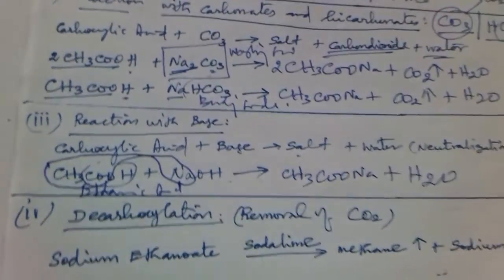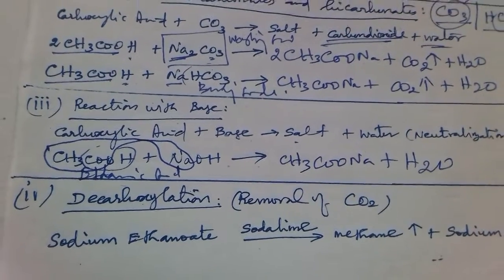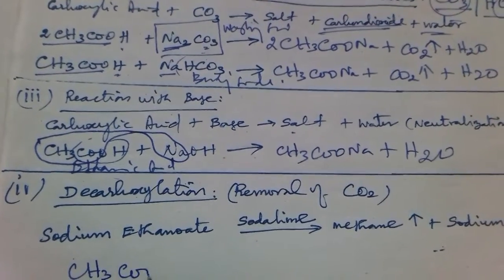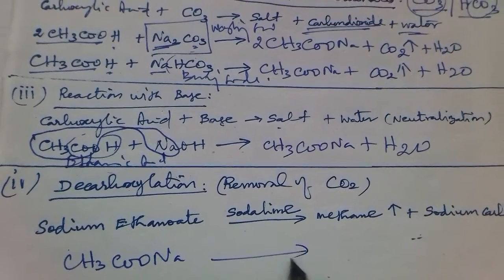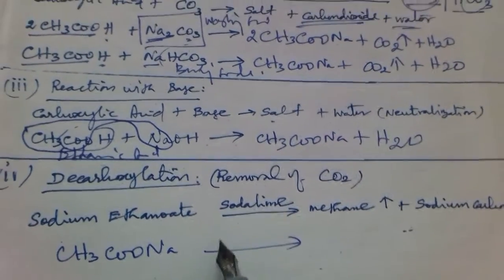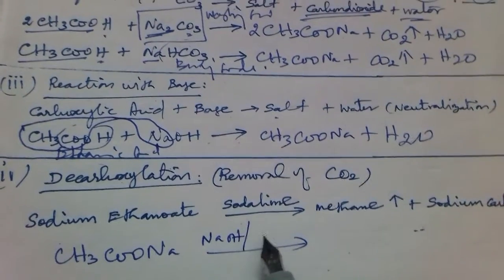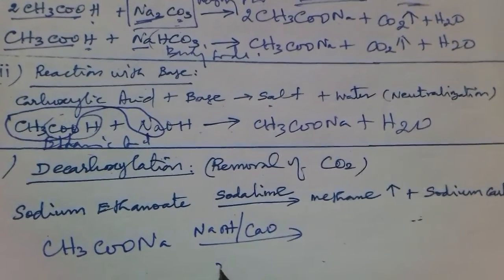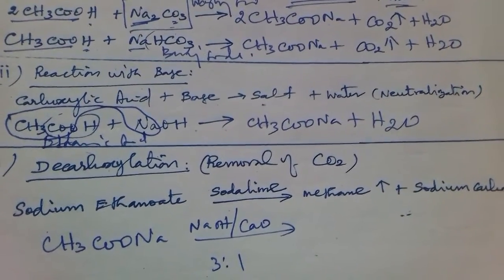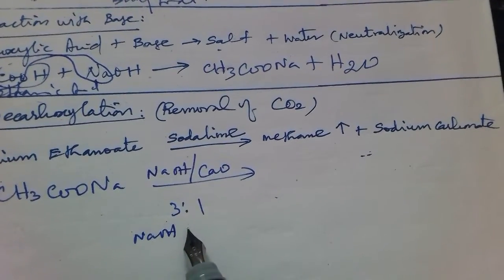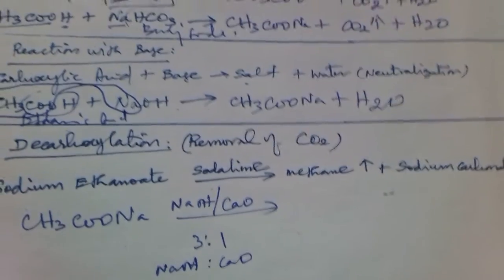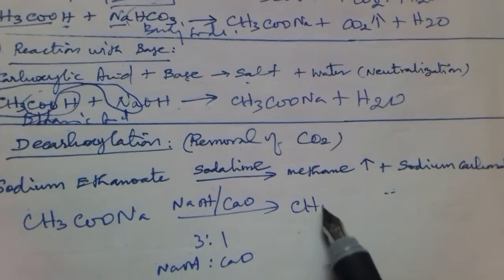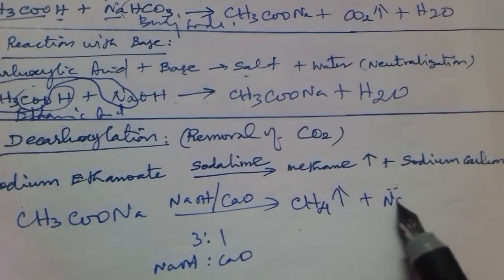Then next is decarboxylation. Decarboxylation means that the salt of ethanoic acid, sodium ethanoate, CH3COONa, is treated in the presence of soda lime. Soda lime means the mixture of sodium hydroxide and calcium oxide in the ratio of 3:1, that is 3 parts of sodium hydroxide and 1 part of calcium oxide. This combination is called soda lime, which gives methane. Methane gas is formed along with sodium carbonate.